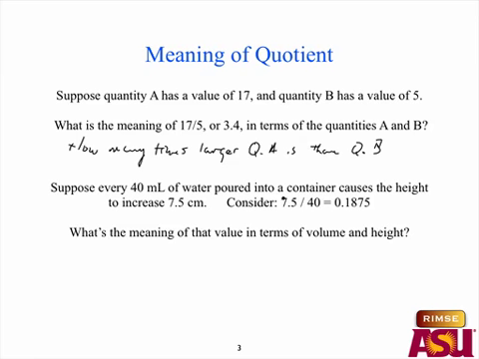Suppose every 40 milliliters of water poured into a container causes the height to increase 7.5 centimeters. Consider 7.5 divided by 40, which is this quotient, 0.1875. What's the meaning of that in terms of the volume and the height? Tell your partner, take a minute. What is the meaning of 0.1875 in terms of the volume of water and the height of water in the container? Go.